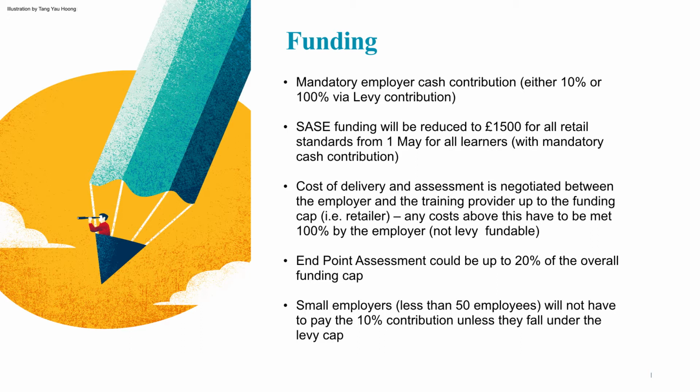And as I said a couple of minutes ago, there is a mandatory cash contribution, which is either 10% of the funding amount, or it is 100% because the employer is a levy-paying organisation. A levy-paying organisation, for anybody who isn't aware of it, is a company with a pay bill of over £3 million per annum, irrespective of numbers of employees, and they will be paying 0.5% of that pay bill to the government into a digital levy pot for them to spend on apprenticeship delivery only. The government does top up that pot by a further 10%.